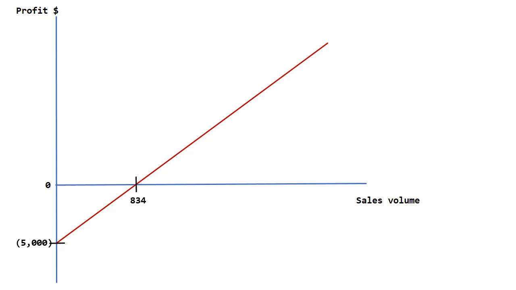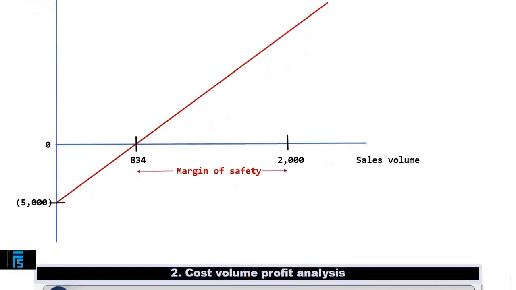We can see from the graph that at sales volumes lower than 834 units, we would make a loss, and at volumes above 834 units, we would make a profit. If we have a budgeted sales volume, we can also see the margin of safety on the graph. So if our budgeted sales are 2,000 units, the margin of safety falls between 834 units and 2,000 units. So it is 1,166 units.